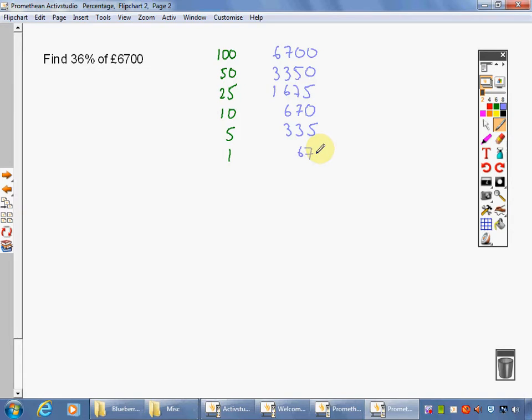Okay, I want to get up to 36%. So I think I'm going to go for 25, 10, that puts me on 35, and 1. So 25% was 1675. 10% was 670, and then the 67 for the 1%. Let's check that. That makes 36%. Let's add this up.